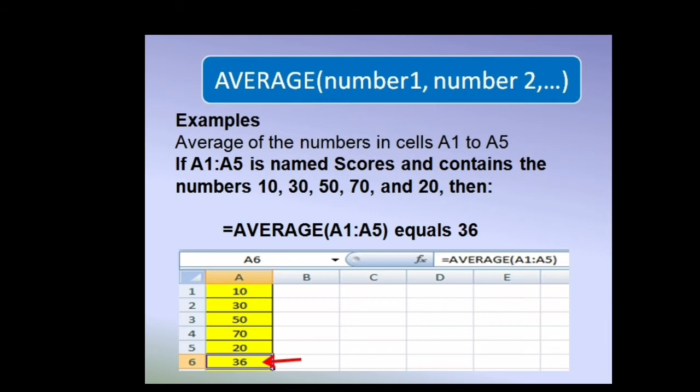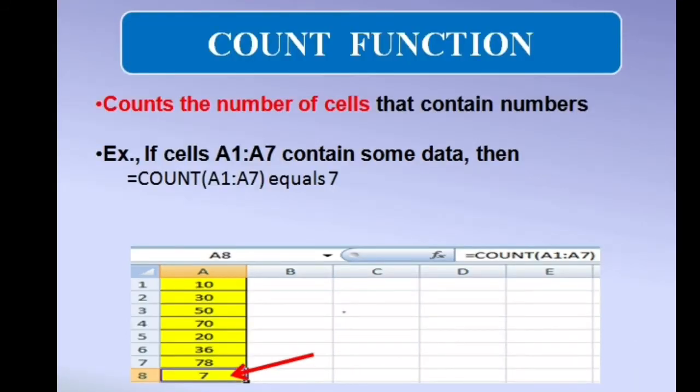Count function. Count function counts the number of cells that contain a number. So this formula is equals to count. Select the cell range like A1 to A7 and press the enter key. Then you will get the answer 7.